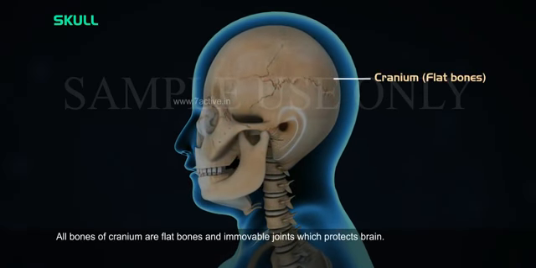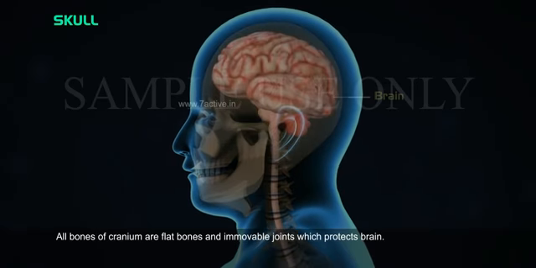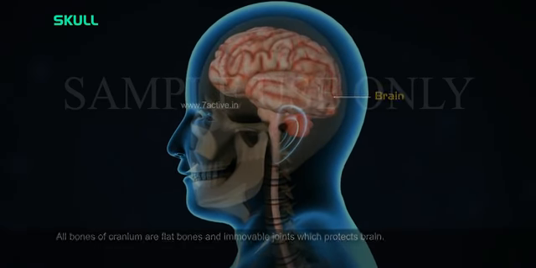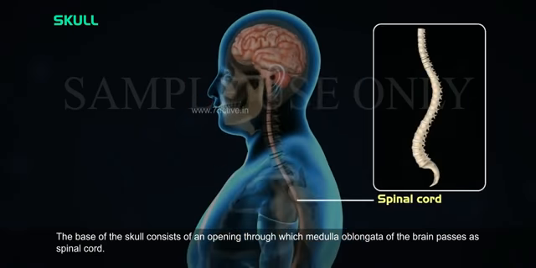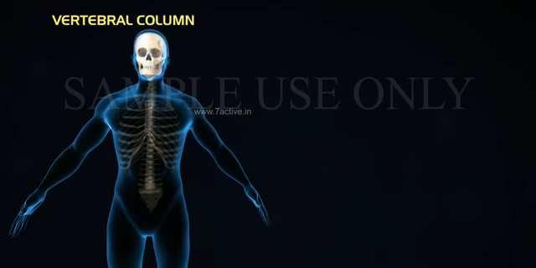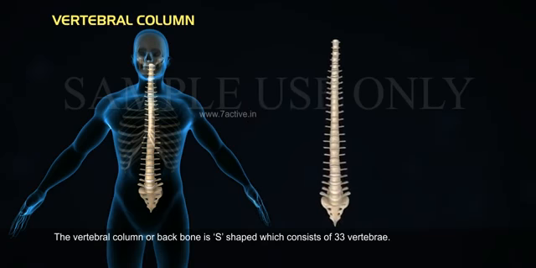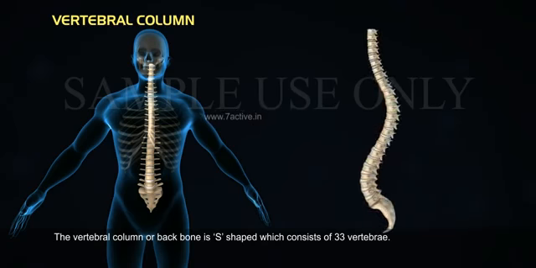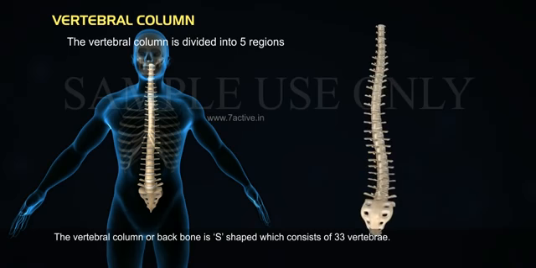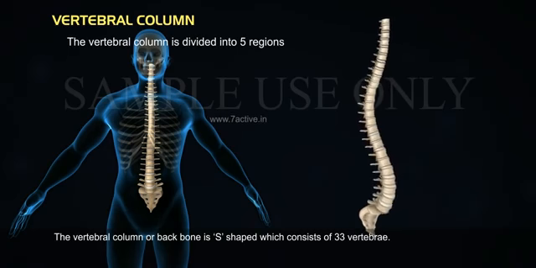All bones of the cranium are flat bones and immovable joints, which protect the brain. The base of the skull has an opening through which the medulla oblongata of the brain passes into the spinal cord. Vertebral column. The vertebral column or backbone is S-shaped and consists of 33 vertebrae. The vertebral column is divided into 5 regions.